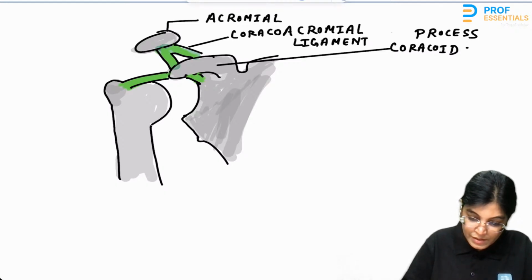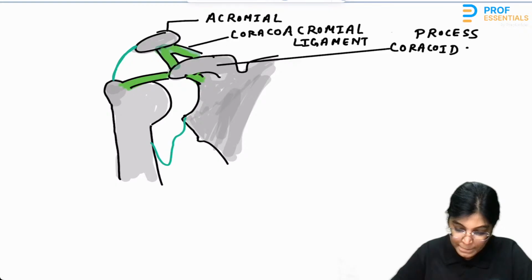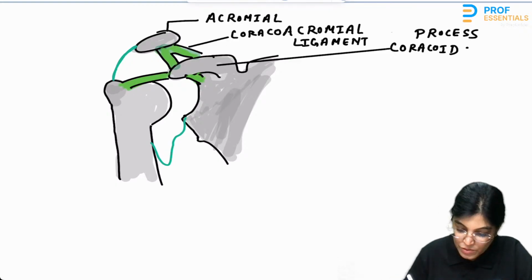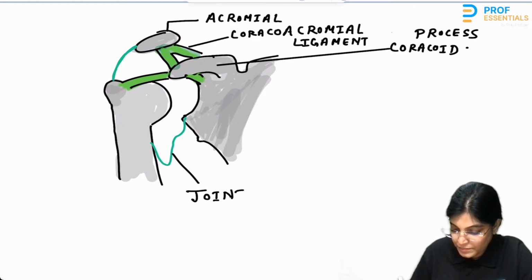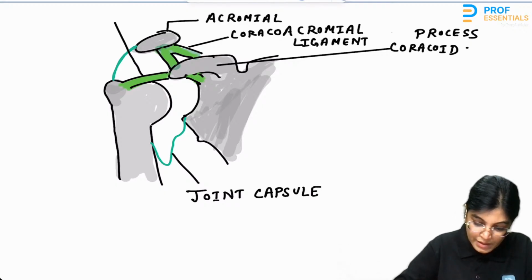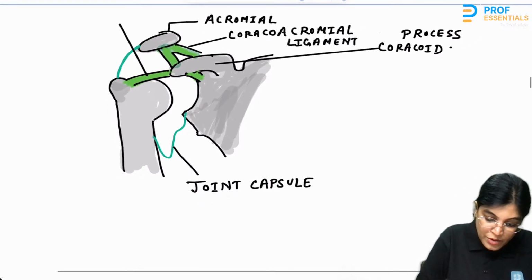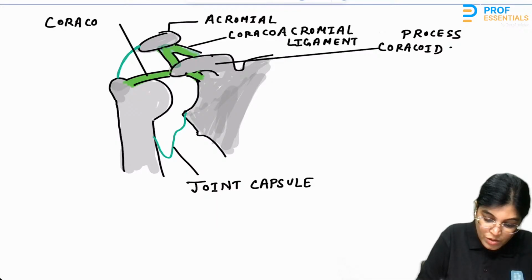And an outline should be given for the fibrous capsule. This is the fibrous capsule which we have made. Okay, this is the fibrous capsule. So what is this? This is the joint capsule. And this ligament which we have made here is the coracohumeral ligament. Which ligament, my dear students? It is coracohumeral ligament.